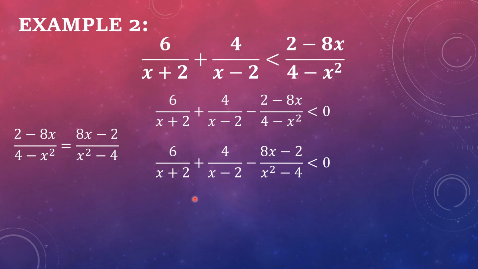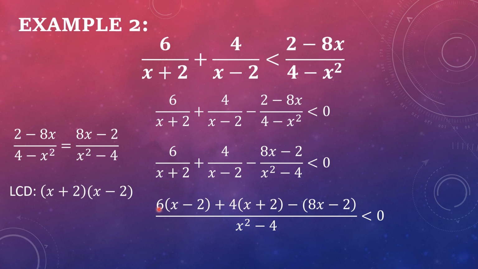Okay, so we are now ready to get the LCD of our inequality. We have here x squared minus 4. And the factors of x squared minus 4 are the following: x plus 2 and x minus 2, which are the denominators also of our inequality. So our LCD then is x plus 2, x minus 2.